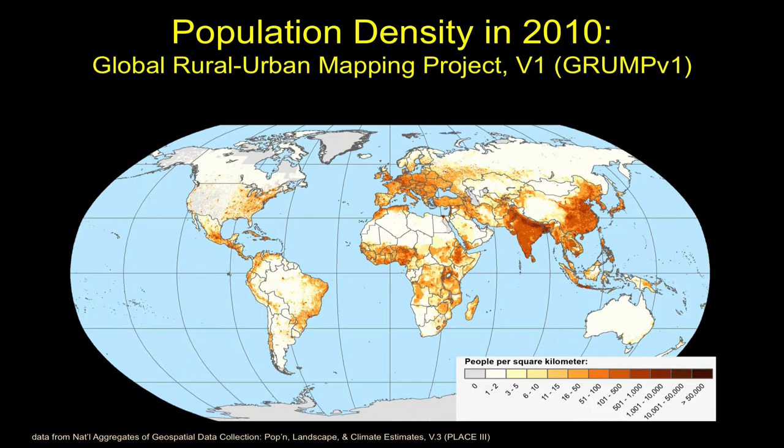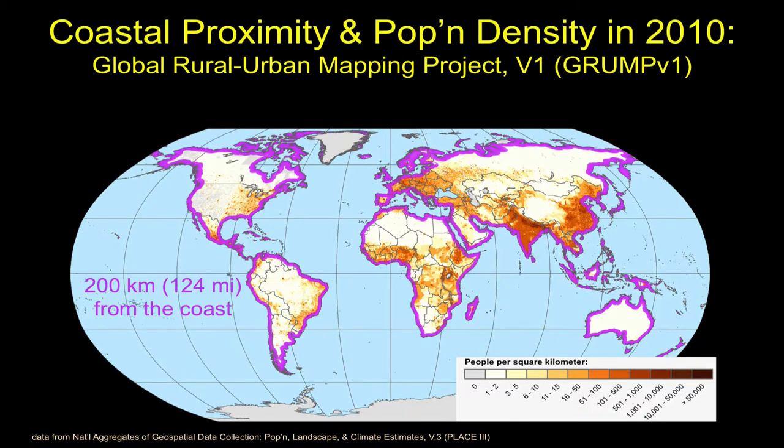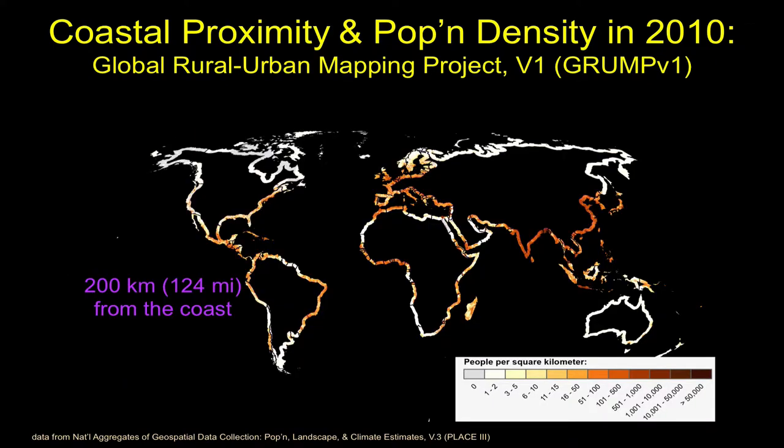So, okay, here's just raw population density. Here is a boundary. What I'm showing you here is a generous boundary, more generous than we typically use. This is 200 kilometers in from the shoreline. And all I'm going to do right now is delete all the other stuff and have a look at it. So again, here's that same data, here's the density of people within 200 kilometers of the coast.